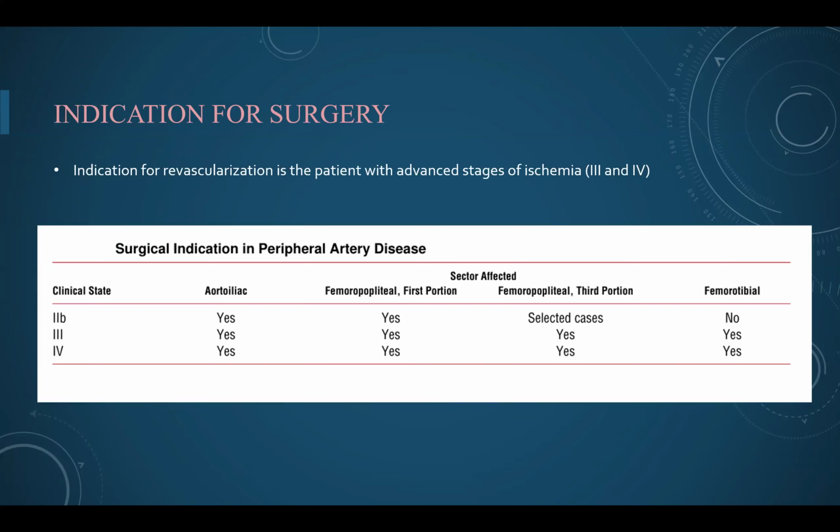Coming to the surgical management, patients requiring surgery are those with advanced stages of ischemia, that is third and fourth, which require surgery. This is the table showing the sector affected and the stage of the patient who requires surgery. In 2B, patients with iliac sector affected along with the first portion of the femoropopliteal segment require surgical management, along with grade 3 and grade 4.